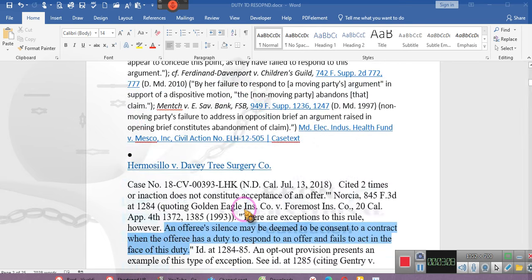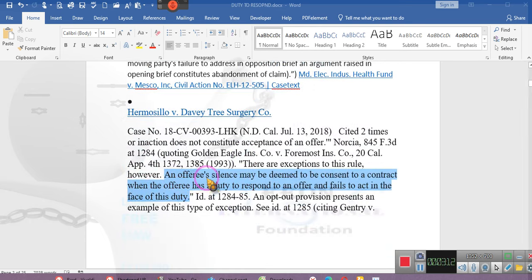Okay? Next thing you know, an offeree, well, they're the offeree because they're the ones who originally made the original offer. So you have a previous agreement. Well, an offeree's silence is deemed to be consent to a contract when the offeree has a duty to respond to an offer. Pay attention. Conditional acceptance is a conditional offer and fails to act in the face of this duty. Ladies and gentlemen, if they have a duty to respond, that's considered an act. Okay? Inaction does not constitute acceptance of an offer. Pay attention. That's what it's listed as.